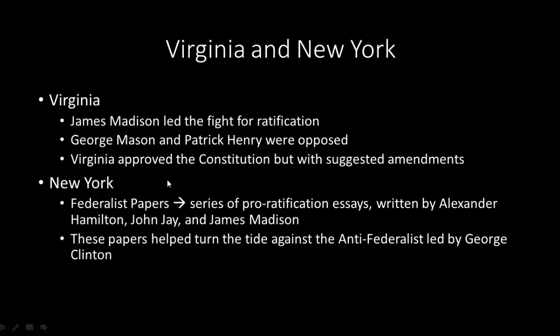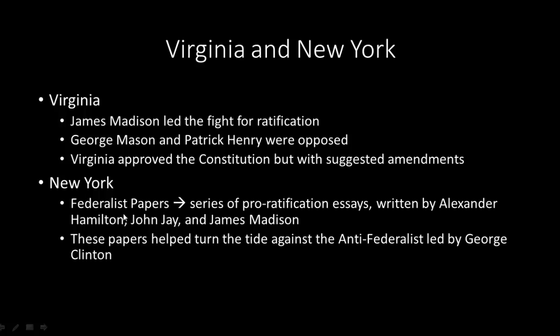All right. The state of Virginia actually approves the Constitution, but they say maybe we want to add certain amendments to that. And as we'll find out later on, Madison's the guy that's going to actually write that stuff. All right. So in New York, the other larger state at that time, they began to write things like the Federalist Papers.